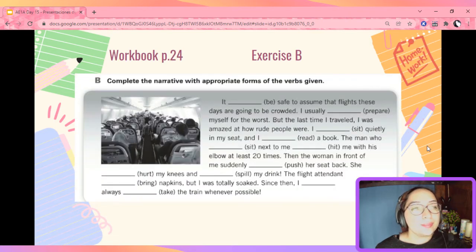Let's go to your workbook, page 24, exercise B. Here we're going to complete this narrative, again, using the correct form of the verbs in parentheses. Let's do the first two together. "It is safe to assume that flights these days are going to be crowded." Very good. "I usually prepare myself for the worst." Here, if you notice, it's a routine that I have. Now pause the video and work on the rest, please. We're going to check this during our class.